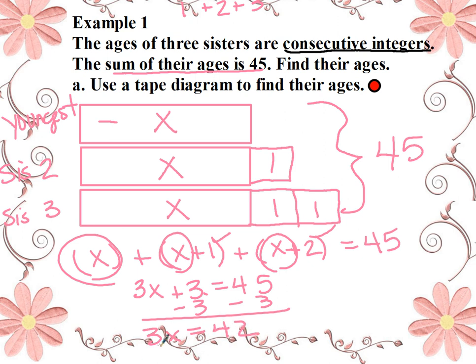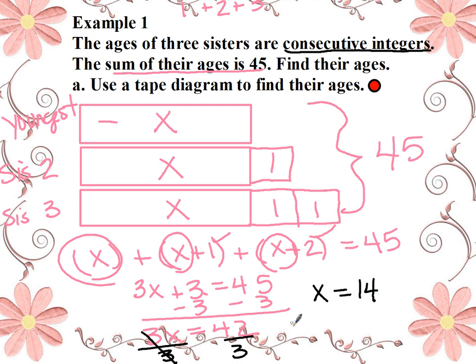What's happening between that 3 and the x when two things are next to each other? Multiply, right? So we have to do the inverse, which is divide. Divide by 3 on both sides. So my final answer, x is 14.